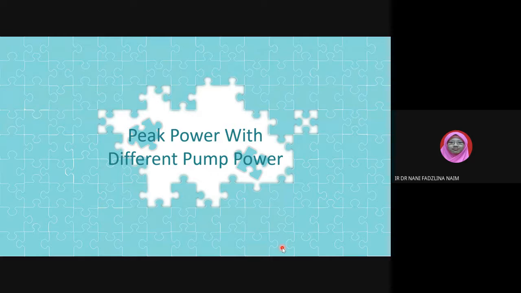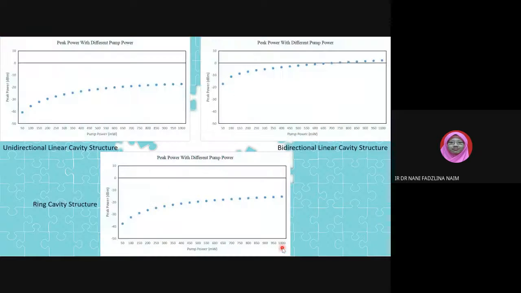Let's look at peak power with different pump power. This is the peak power versus the pump power, the peak power of the lasing lines, for unidirectional, bidirectional, and also the ring cavity structure. Basically, the highest peak power is obtained by the bidirectional linear cavity structure.